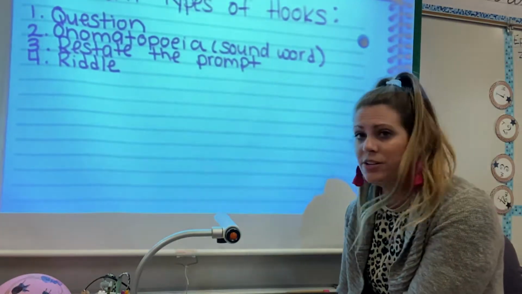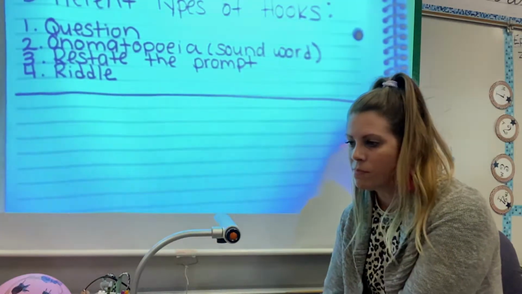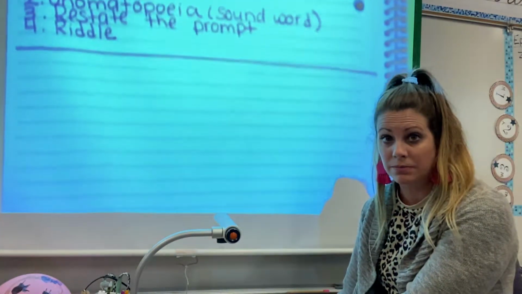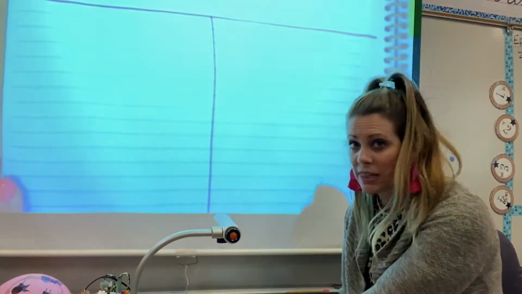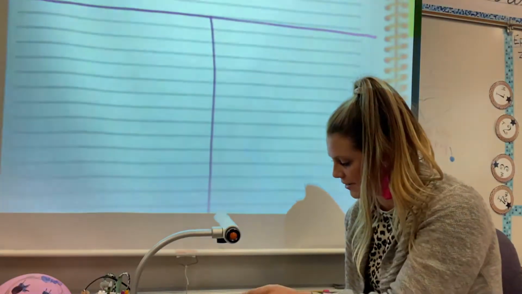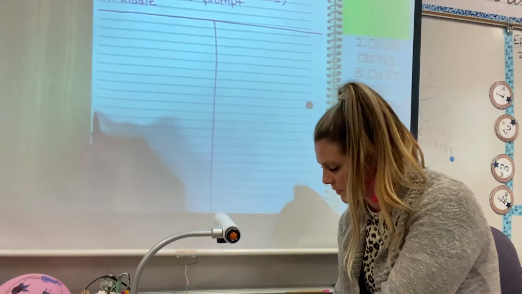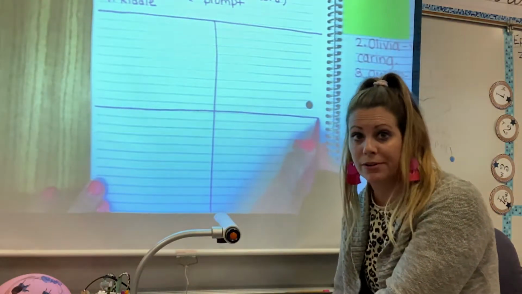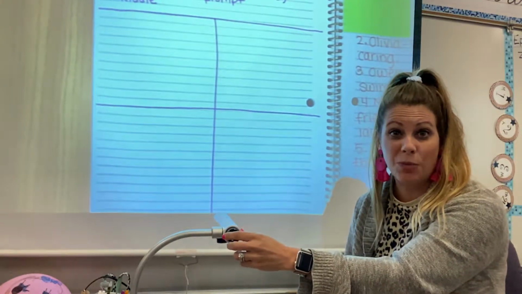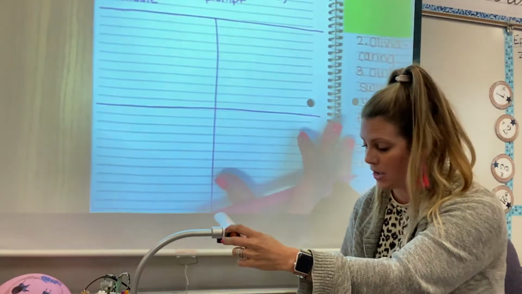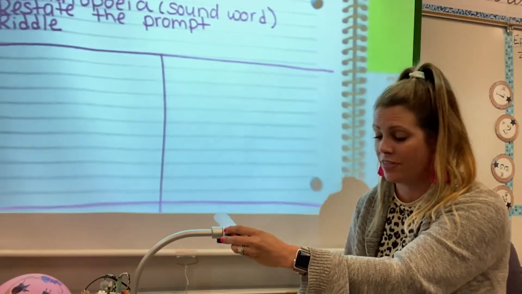Okay? So underneath just go ahead and draw a line. And I want you to split your paper into fourths. So you're going to draw a straight line down and then a straight line in the middle. So you have your 4 boxes, okay? I'm gonna zoom in a little bit, but yours should look pretty similar to mine. So the first one we're gonna brainstorm together with is a question.